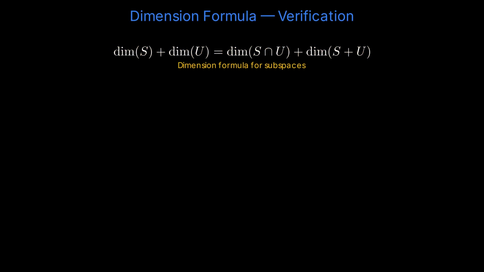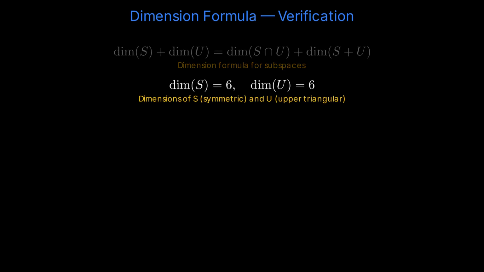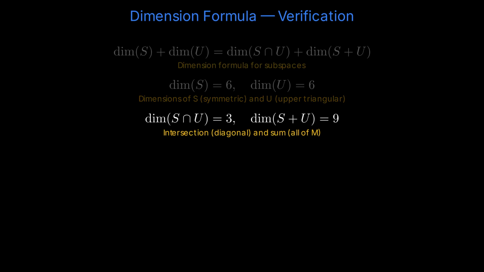Now the payoff. The dimension formula for subspaces states the dimension of S plus the dimension of U equals the dimension of S intersect U plus the dimension of S plus U. Let's plug in our numbers. The dimension of S is 6. The dimension of U is 6. The dimension of S intersect U, the diagonal matrices, is 3. And the dimension of S plus U, which is all of M, is 9.